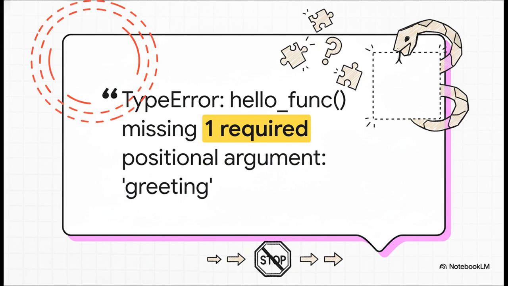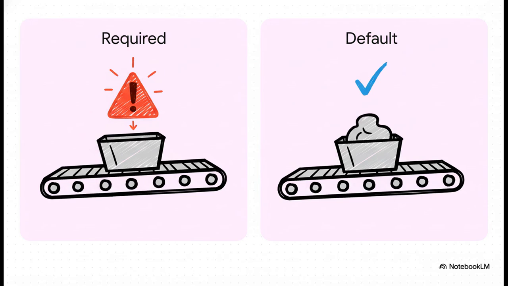Well, Python won't just crash. It'll actually give you a pretty helpful type error that tells you exactly what went wrong. Here, it's saying, hey, you forgot to give me the greeting argument I was expecting. So how do we make an input optional? It's actually really simple. We just give the parameter a default value right there in the function definition.